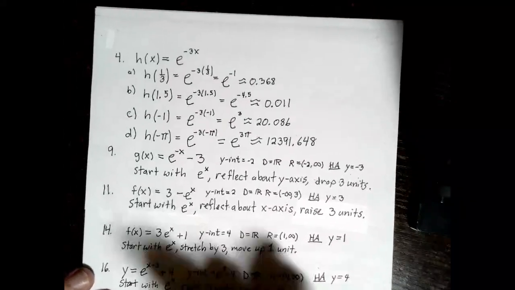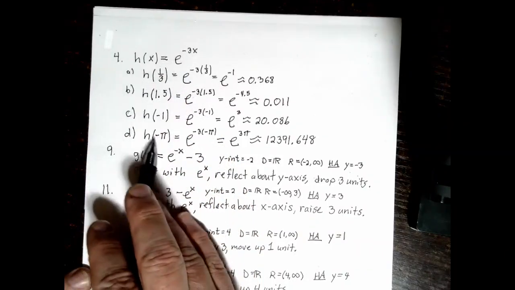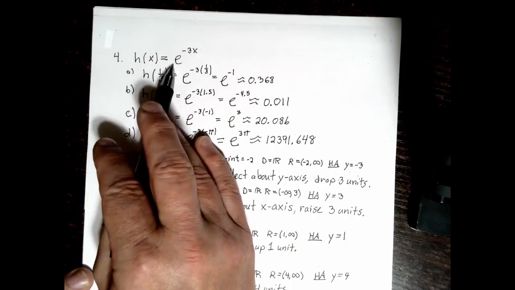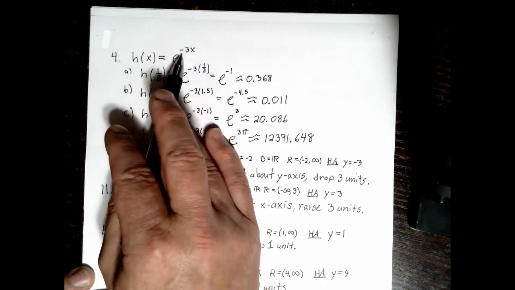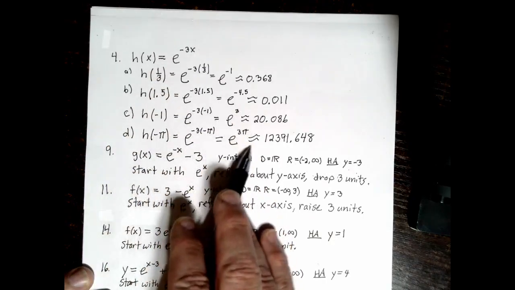Question 4, they give you a function, e raised to the negative 3x, and they ask you to figure out what each one of these values are. So you just plug in these values into your calculator. You type in e^ and use a big parentheses around your exponent there and type in these different values, and you'll get approximations for each one.